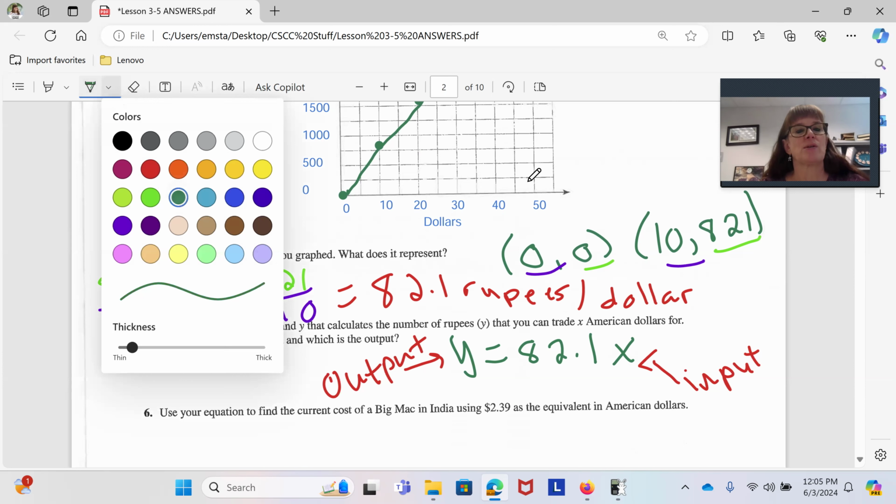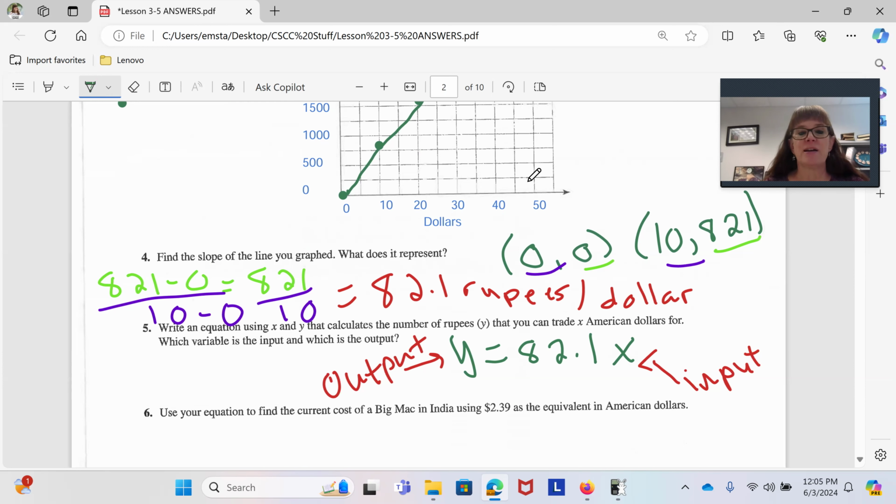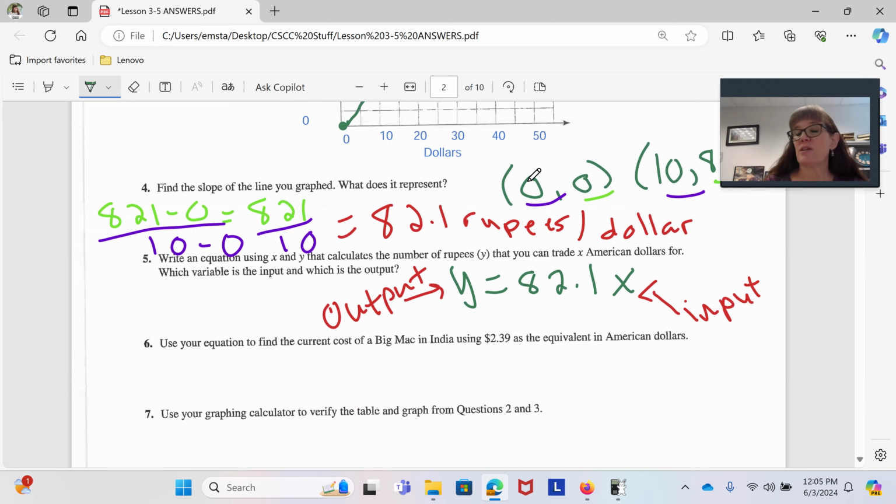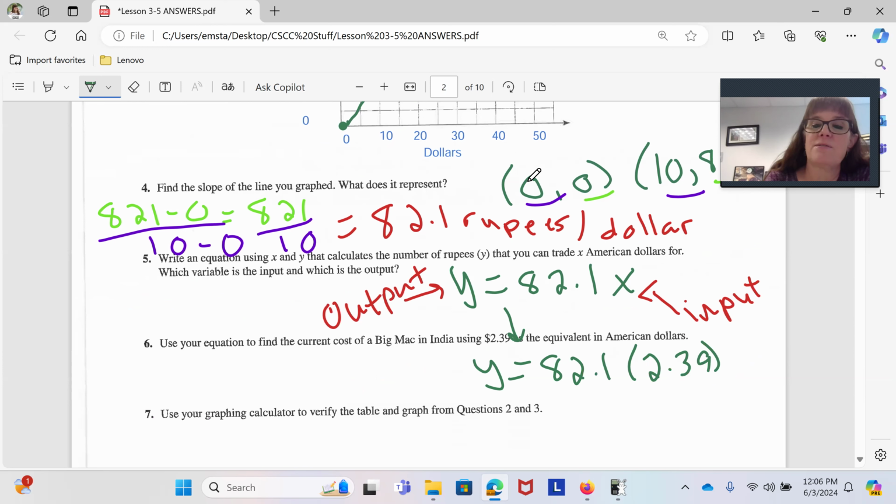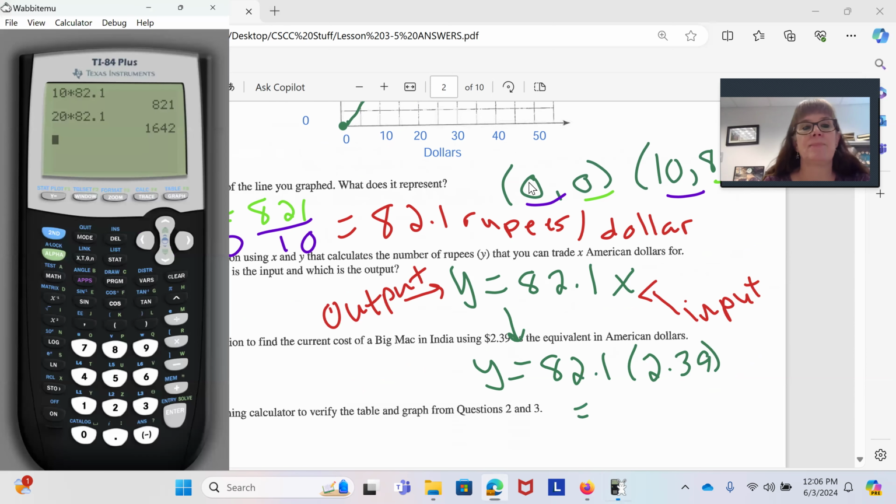Now they want us to use our equation to find the current cost of a Big Mac if it's $2.39 in American dollars. So I'm going to use this equation, and I'm going to replace x with $2.39. And that will tell us the value in rupees. So I'm going to do 82.1 times $2.39.